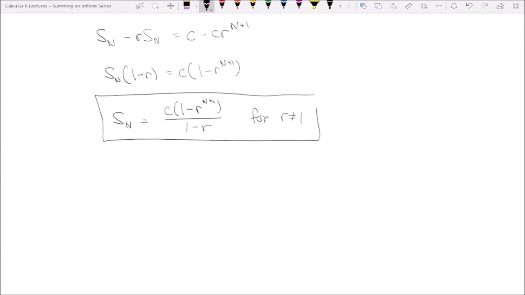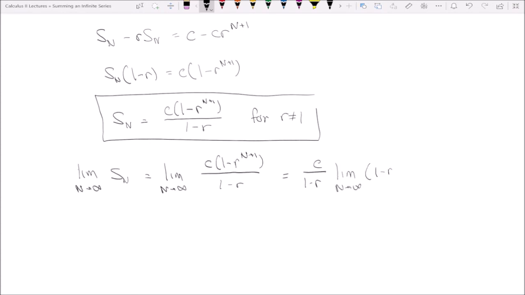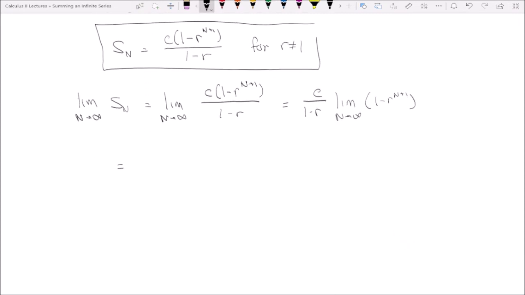Now let's take this limit. All right, so we have the limit of c times 1 minus r to the n plus 1 all over 1 minus r, which equals c over 1 minus r times that limit of 1 minus r to the n plus 1. Well, this is clearly c over 1 minus r minus c over 1 minus r times this limit.